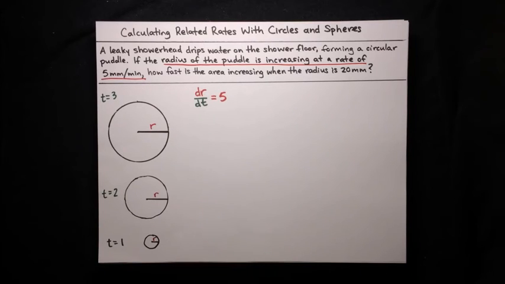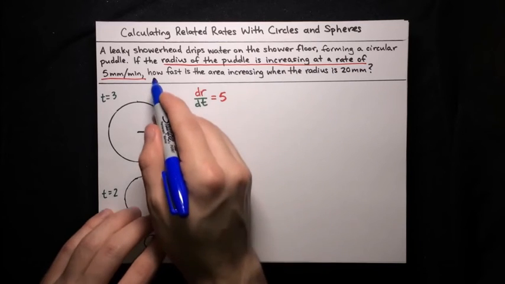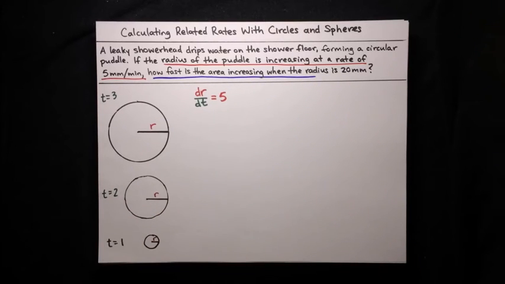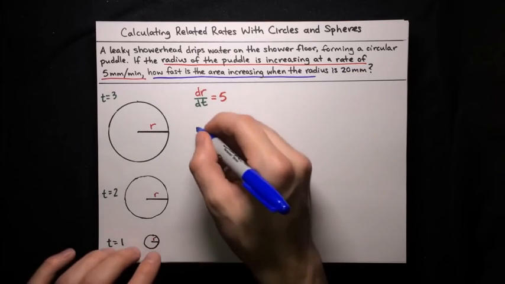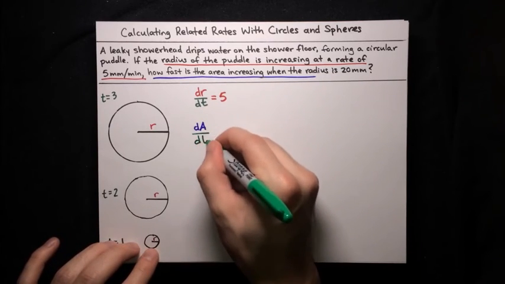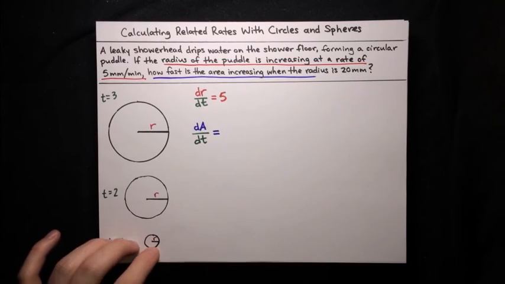Alright, great. So we know about the radius of the circle, but what about the area of the circle? That's what we really want to find. How fast is the area increasing when the radius is some particular measurement? Don't worry about the particular measurement just yet. Just focus on how fast is the area increasing. How do we figure that out? Well, what we really mean is how fast is the area increasing with respect to time? What is the rate of change of the area with respect to time? So what we really want to find is dA/dt, where A is the area. So dA over dt equals what? That's what we need to figure out.